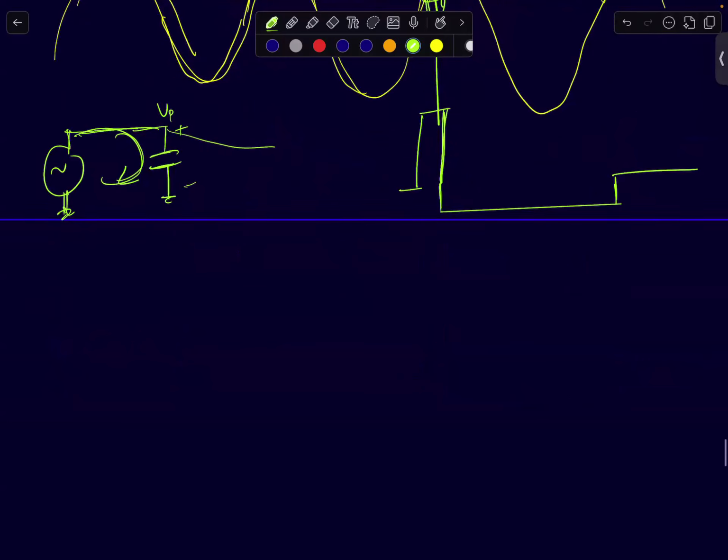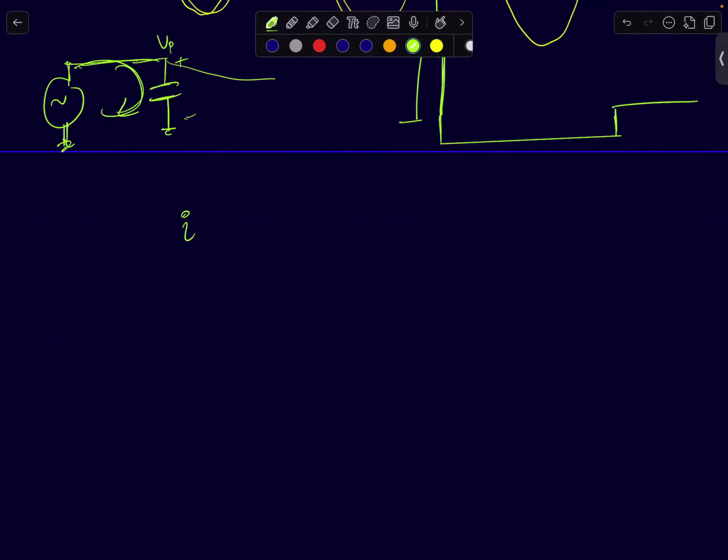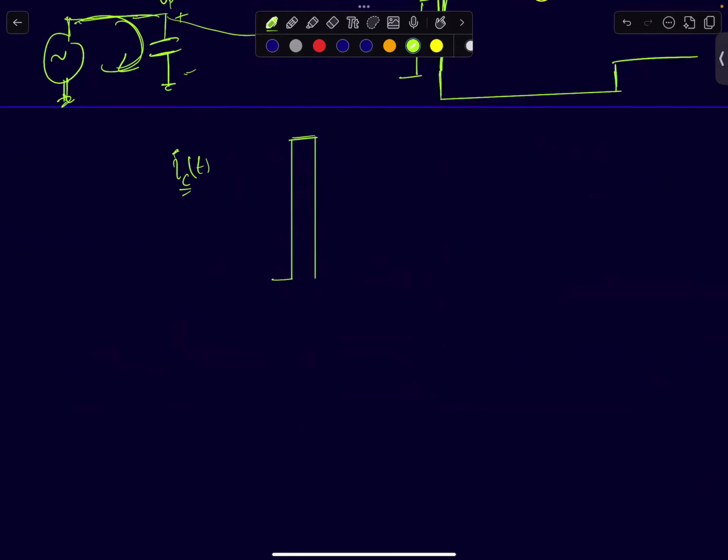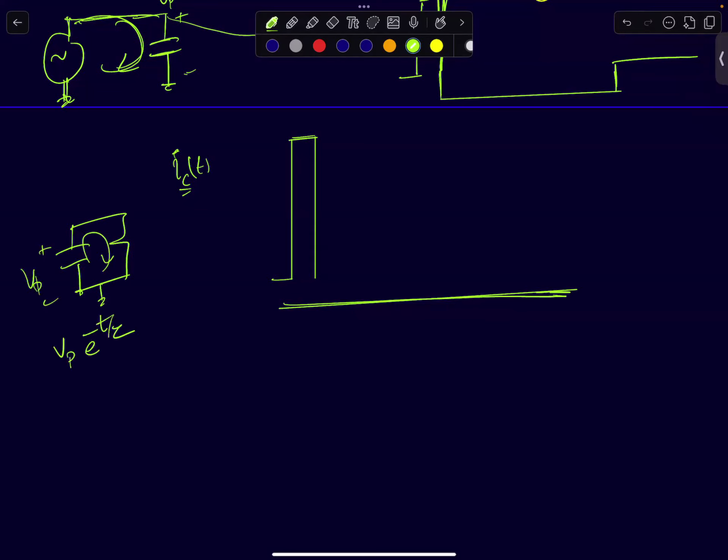So if I ask you to plot the current through the capacitor, how will it look? It will look like a huge current at this instant. When the diode turns on, a huge current comes through. And for the rest of the duration, the current's direction will be opposite because it is losing charge. It will be a small exponential. Whenever you have a capacitor and a resistor connected in parallel, it will be an exponential discharge. If V peak is the initial voltage, it will be V peak e power minus t upon tau.